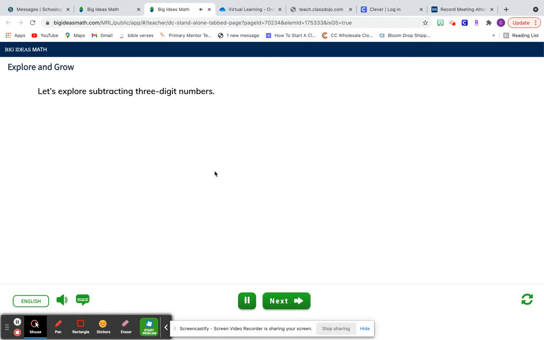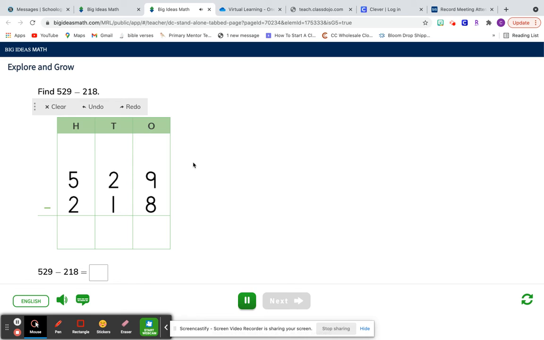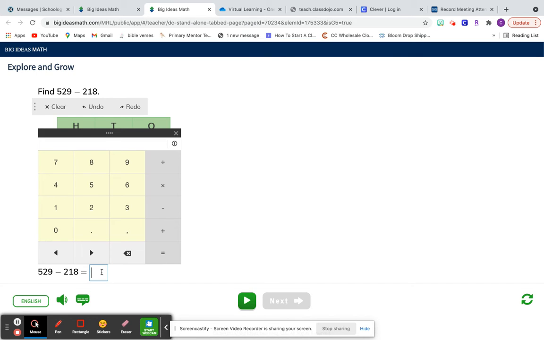Let's explore subtracting three-digit numbers. Find 529 minus 218. All right, so remember when you're subtracting, the rule is if there's more on the floor, you go next door. Well, there's more on the top here. So we could say 9 minus 8 is 1. We do not have to regroup on this one. Same here. 2 minus 1 is 1. And 5 minus 2 is 3. So this problem required no regrouping.